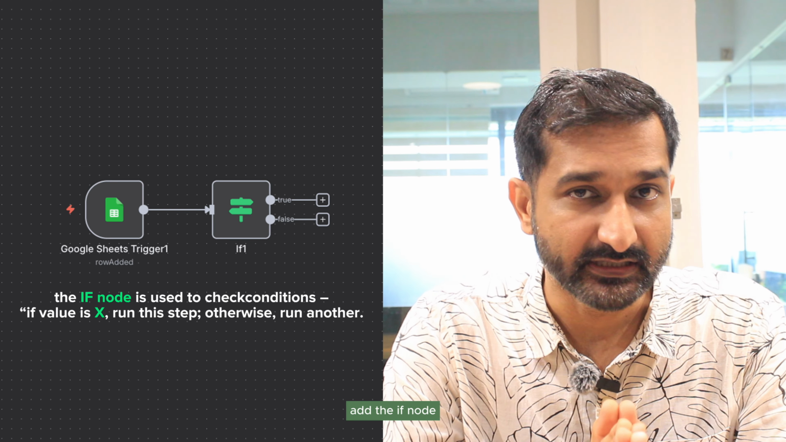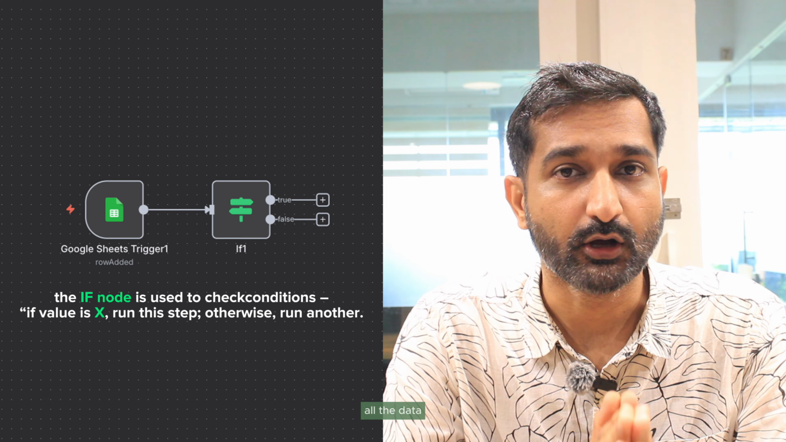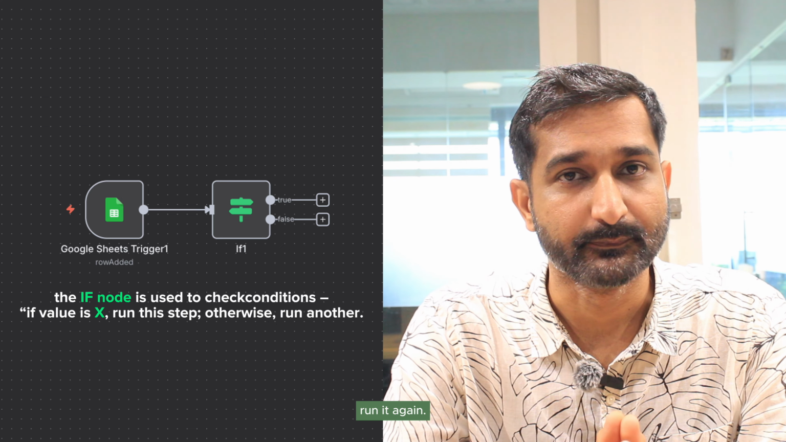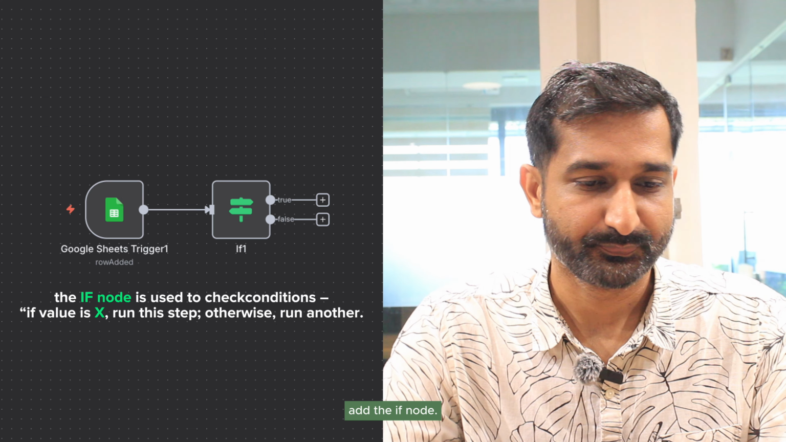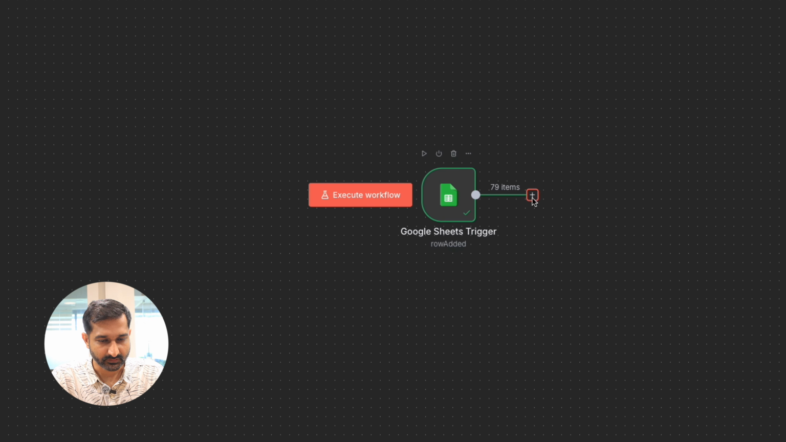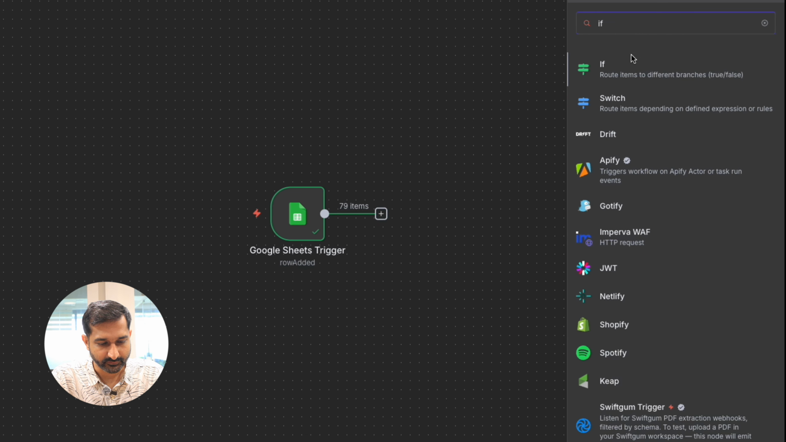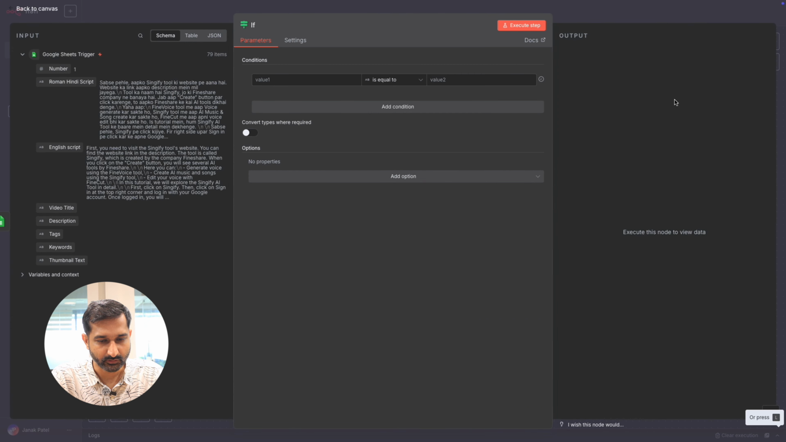Now we will add the IF node, because if all the data is already available for that row, then we should not run it again. So for this, click on the plus icon, then type IF, and you can see the first option is the IF node. Click on it.